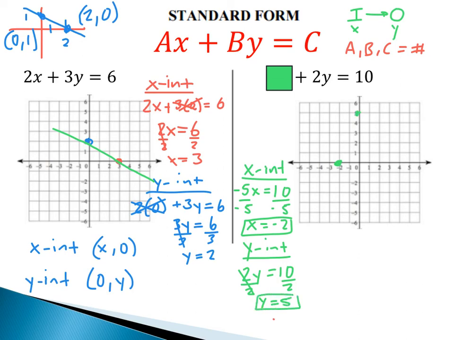Then I can plot the 2 points and draw the line between them. I'll do as best I can. Ooh, that's pretty good. And then I have my line. So the quick way to do this is called the cover-up method.